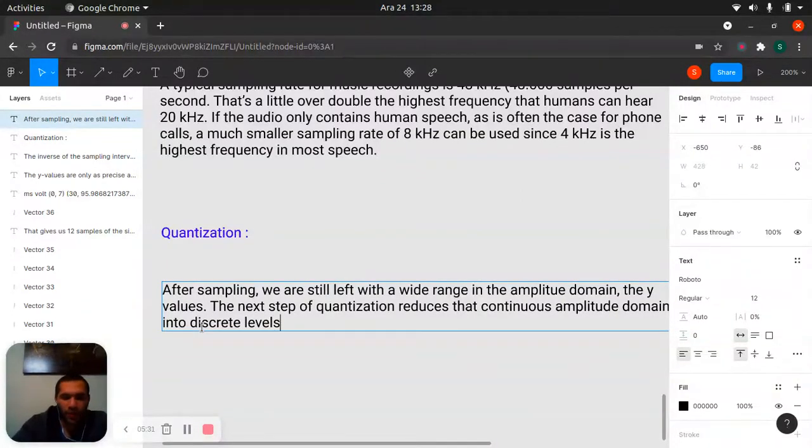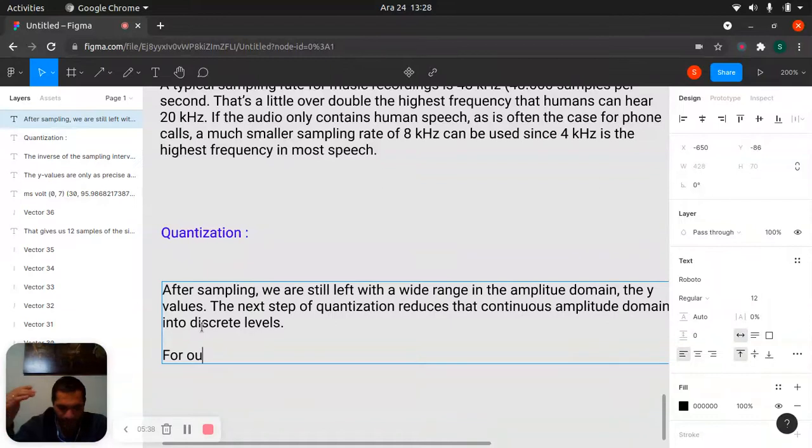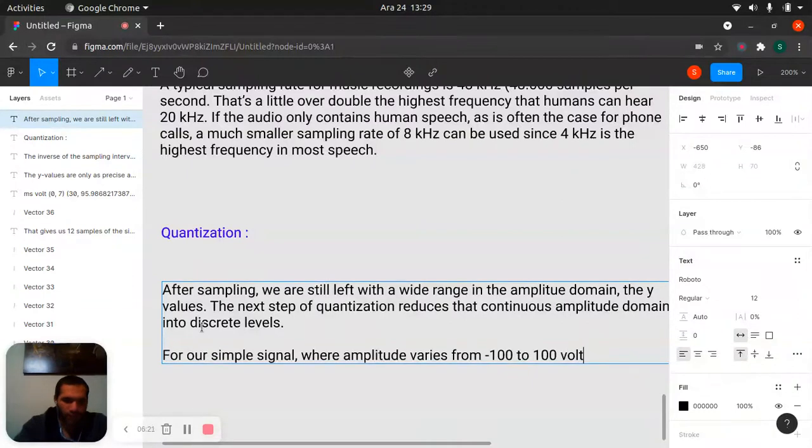Amazing. Now we will solve all of it together. Okay, don't worry. Really, you will understand all kinds of things about this subject. You will understand all the values there. Really, conveniently and efficiently, you will get all kinds of benefits from this topic to improve your skills for the future. For our simple signal, where amplitude varies from minus 100 to 100 volts, I told you.